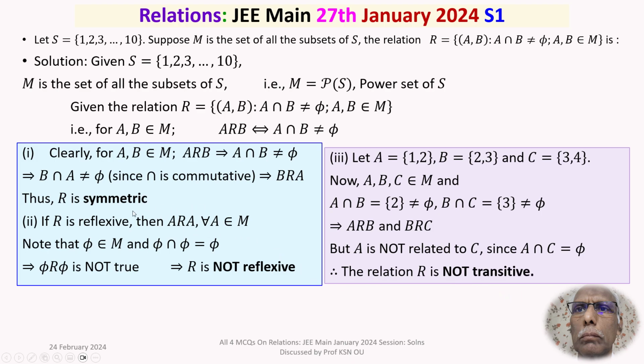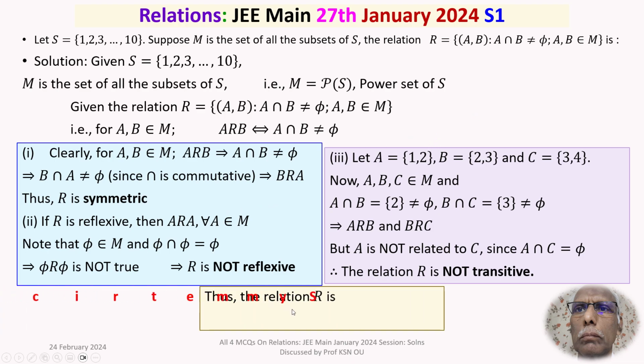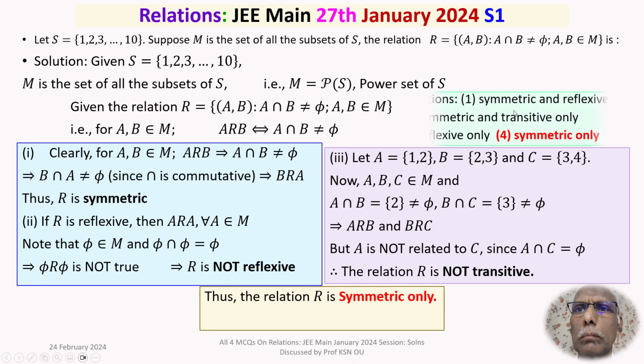Thus, we have seen R is symmetric, R is not reflexive, R is not transitive. So, R is symmetric, just symmetric only. Let's look at our options. So, thus, the relation is symmetric only. Our answer, symmetric only, appears against option 4. Therefore, the answer to this question is option 4.